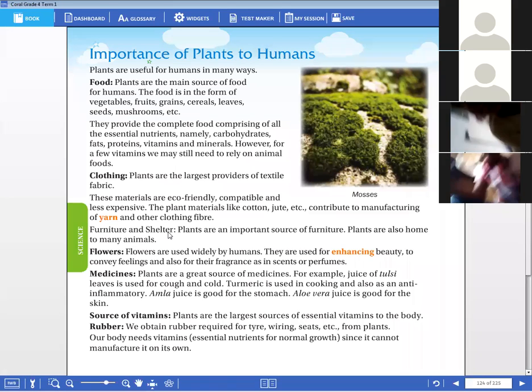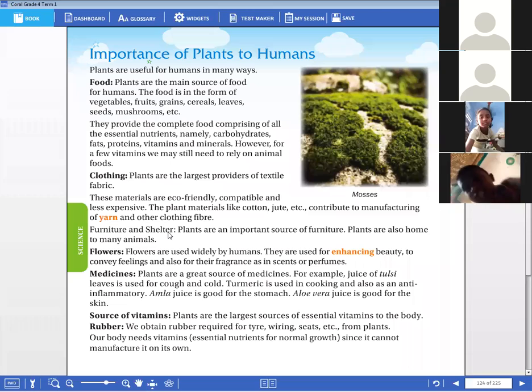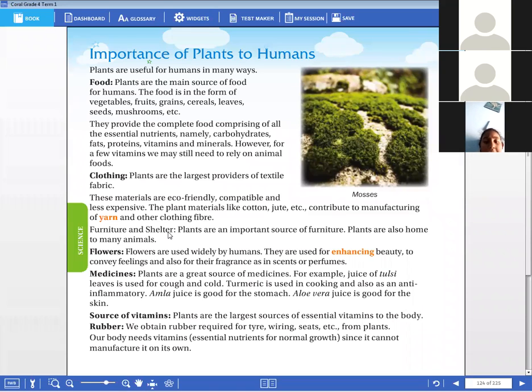Those doors are also made of wood. We'll get wood from plants, from big trees. Even the beds you use, the cots you use, the chairs, the dining tables, sofa sets, whatever furniture you use in your houses, cupboards, all these will be made from wood. Yes or no? Obviously we collect the wood from trees like this, for furniture and shelter.